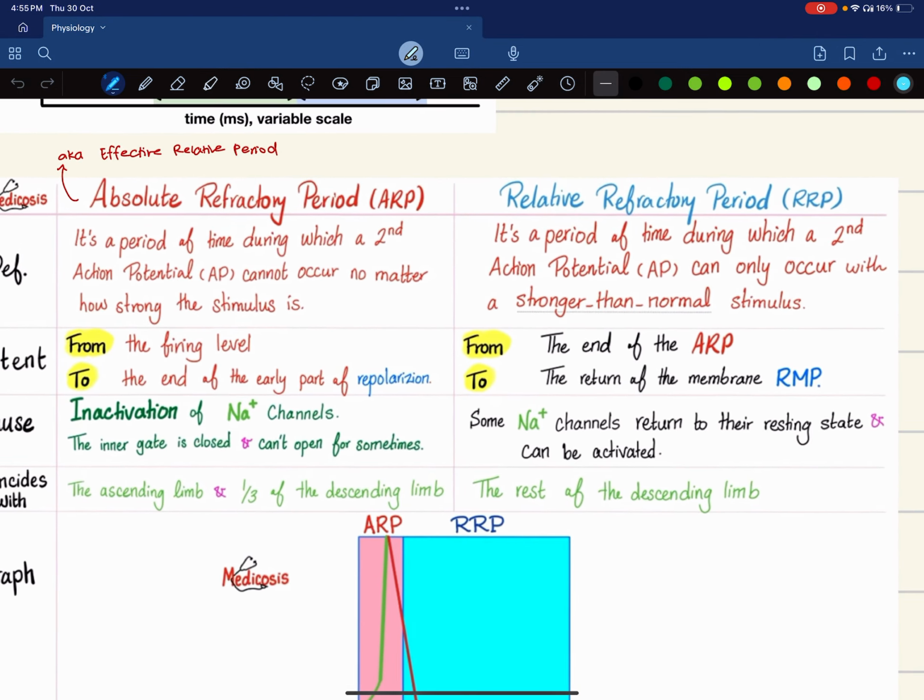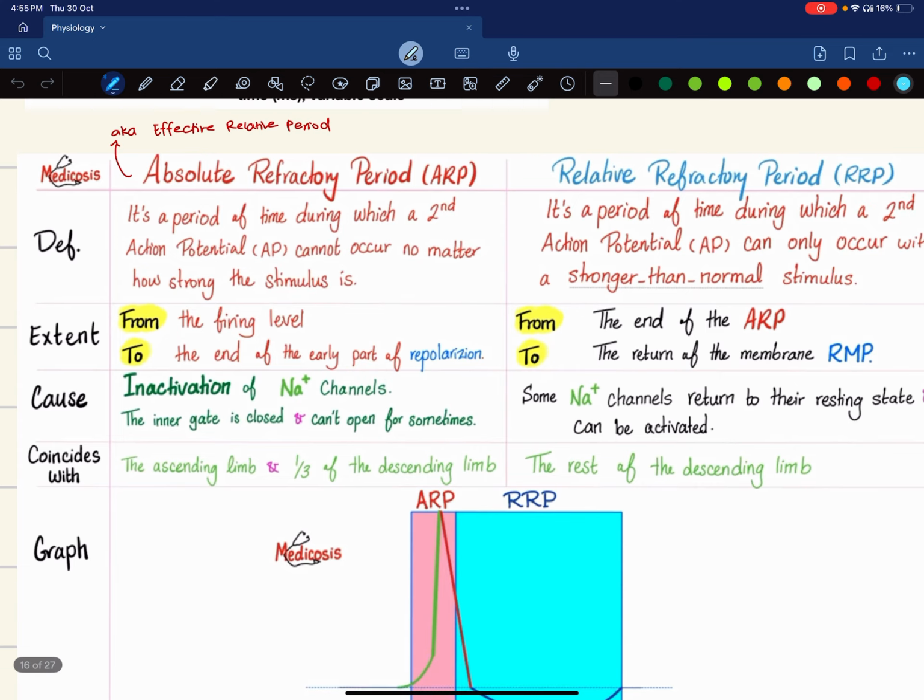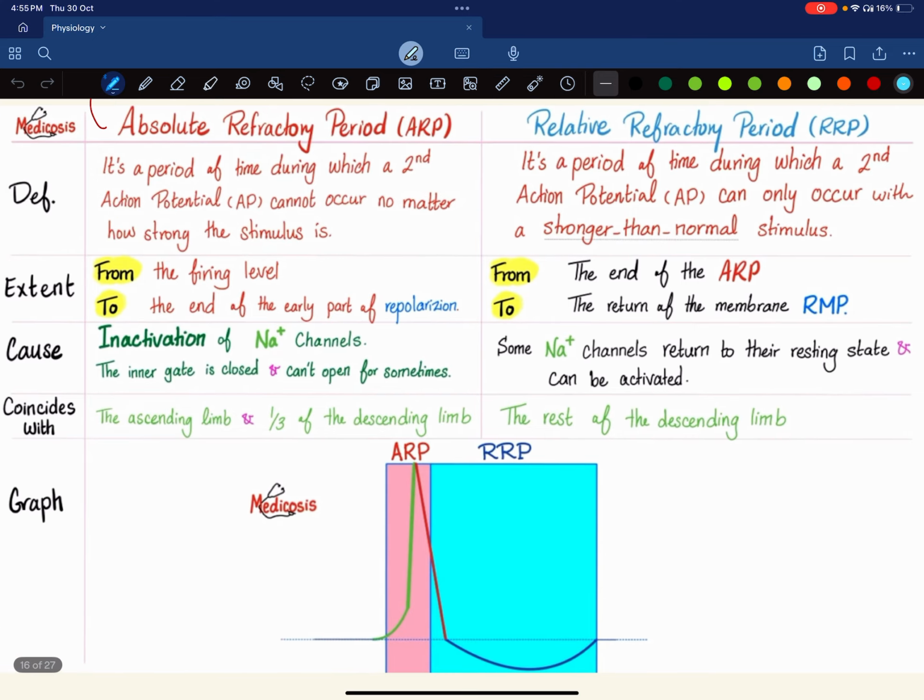Now, another very important concept, right here: you have two types of refractory period. One is the absolute refractory period and one is the relative refractory period. Here you can see that this is the absolute refractory period, the ascending limb and one third of the descending limb. The rest of the descending limb and the entire rest period is the relative refractory period. So A comes first and R comes later. The absolute refractory period is a period of time during which a second action potential cannot occur no matter how strong the stimulus is.